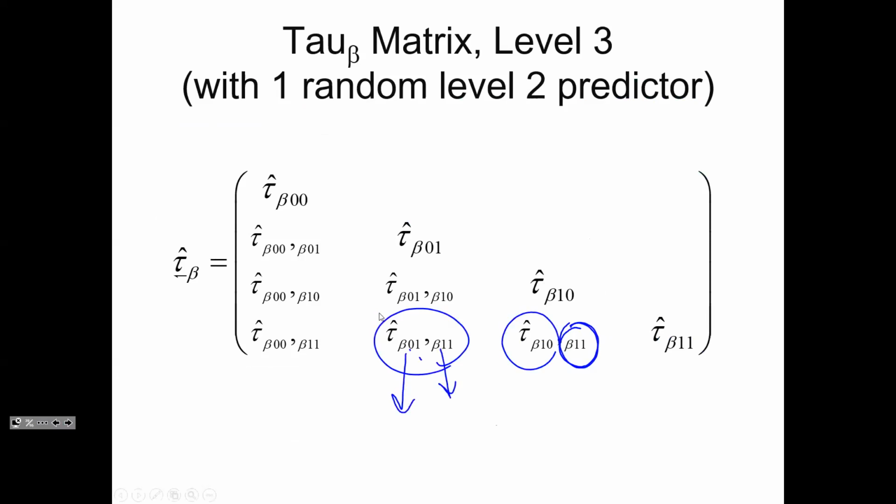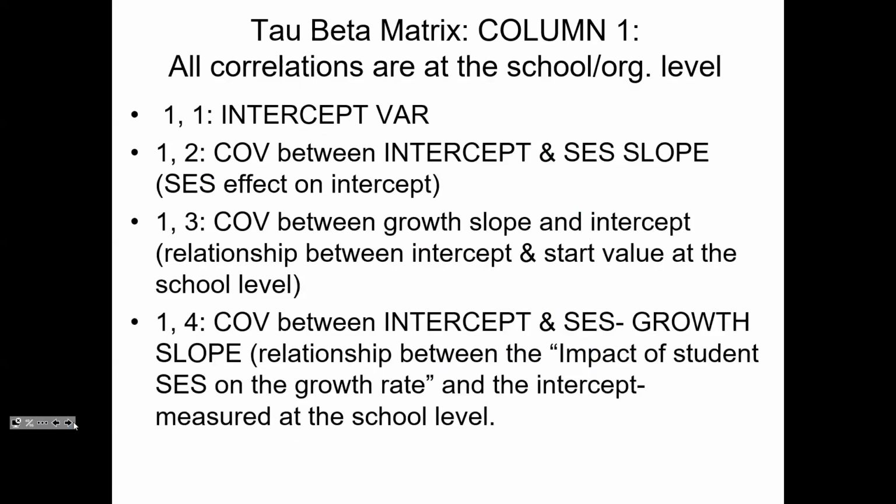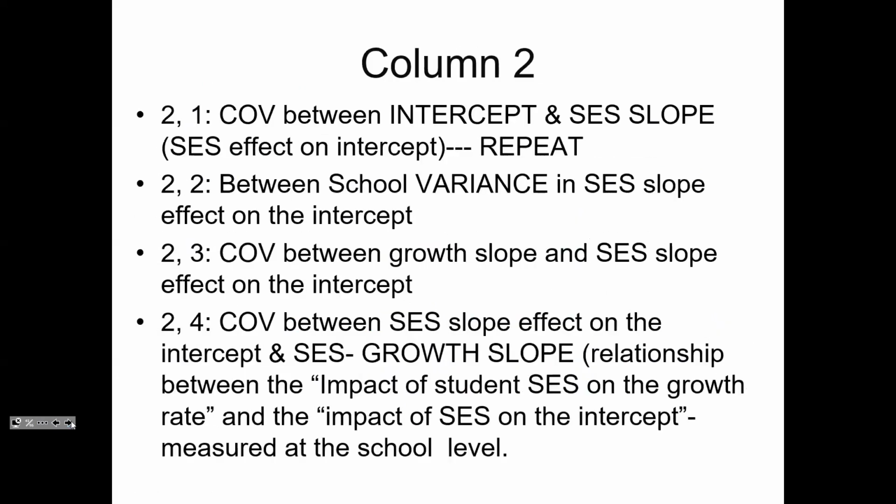I'm not going to drag you through all of that. It's a little bit of a mind teaser, but what I have done, which is helpful, is on these PowerPoint slides, I've written down in words what all of these things mean for the tau beta matrix. And I've done it, as you can see, just in general.